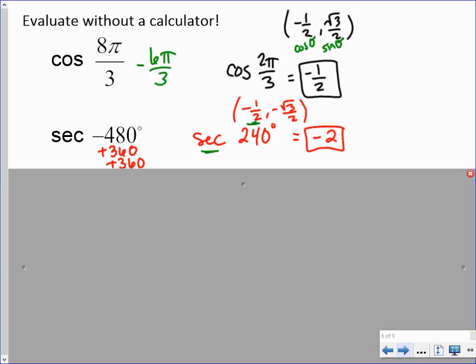Would you need to write the answer as 240, or could you go back to the original problem? You could go back and say the secant of -480 is -2. Yeah, either one is fine.